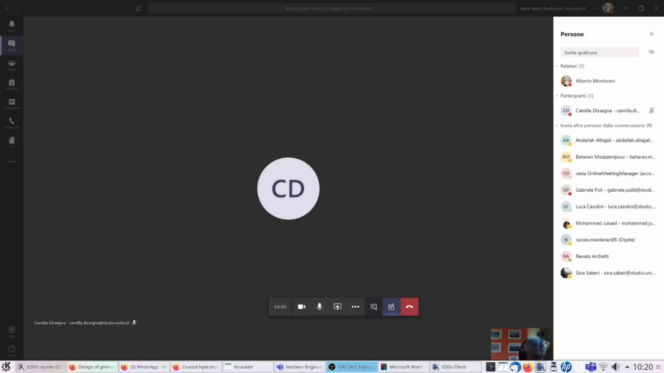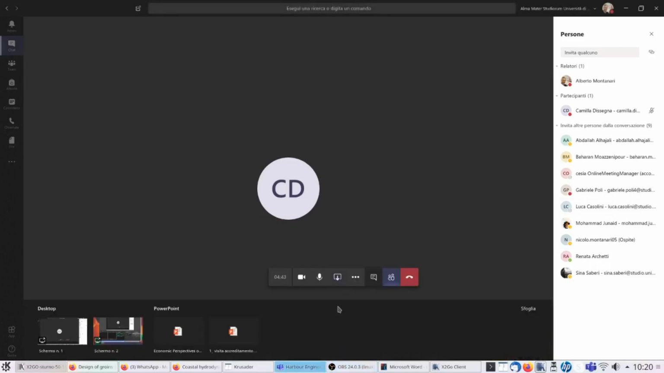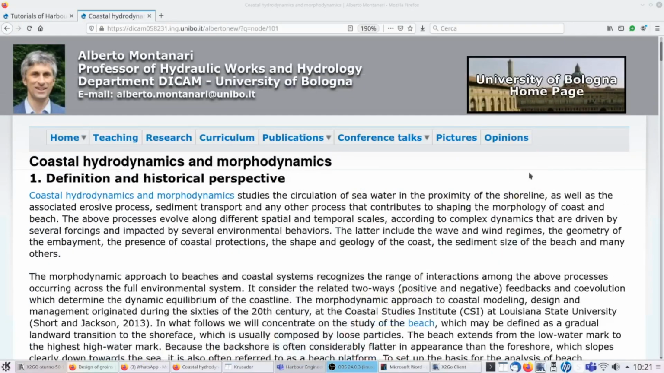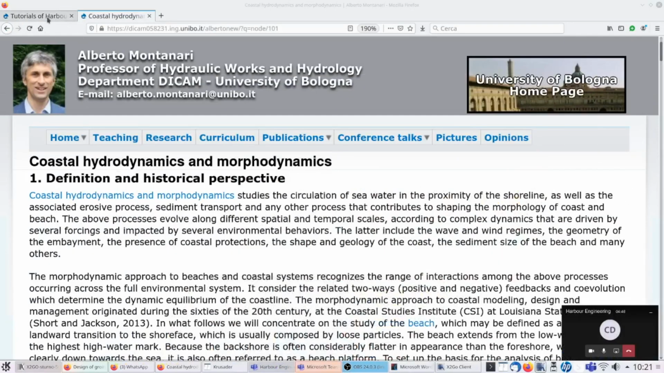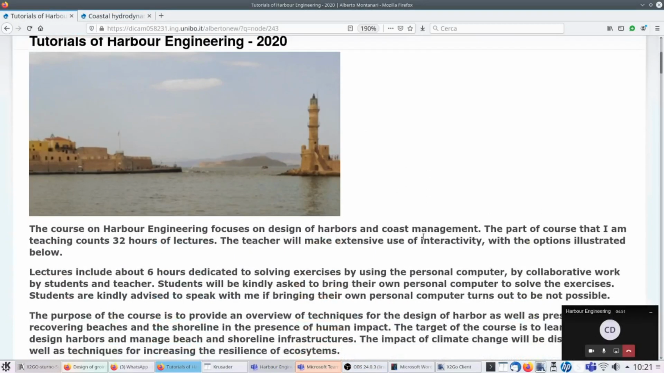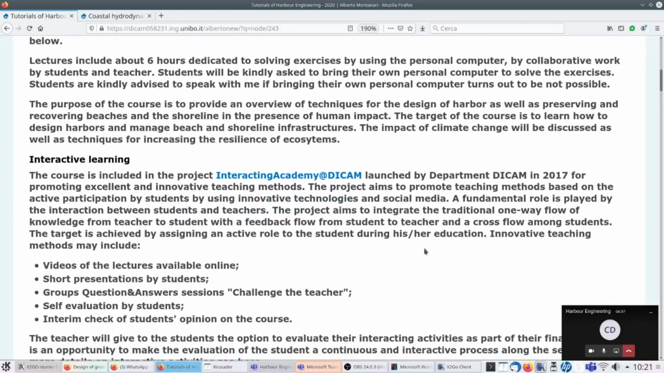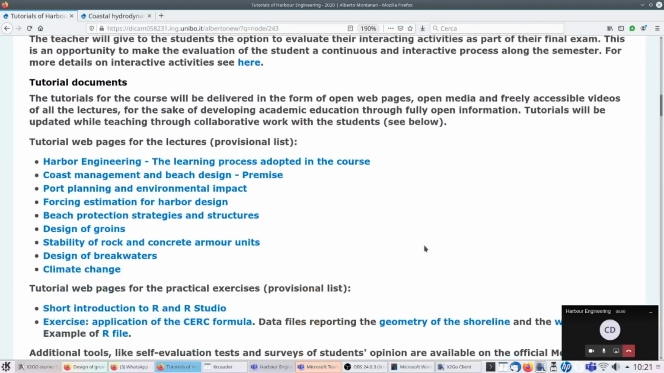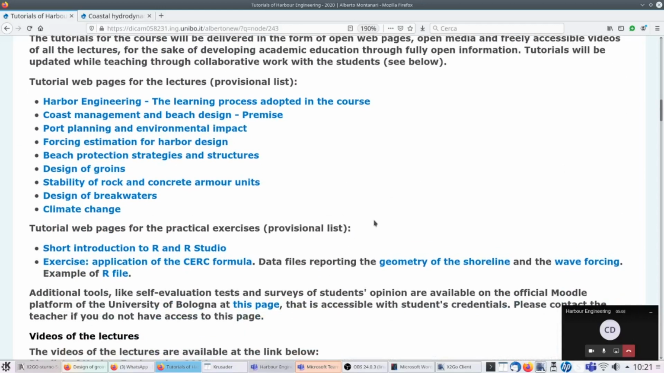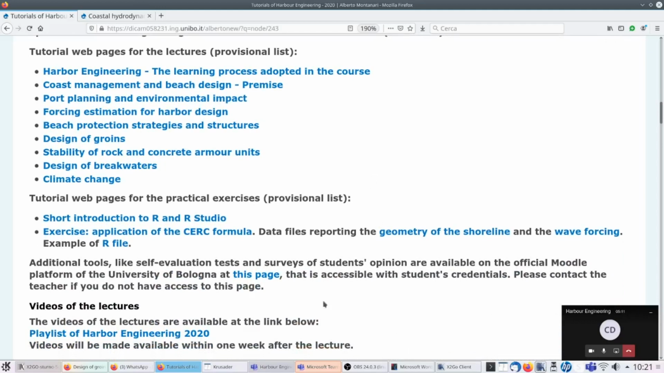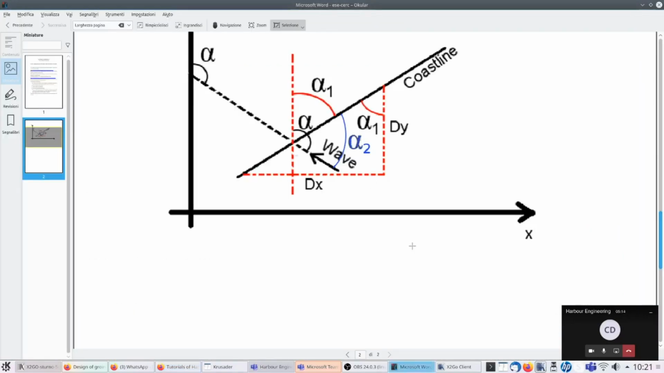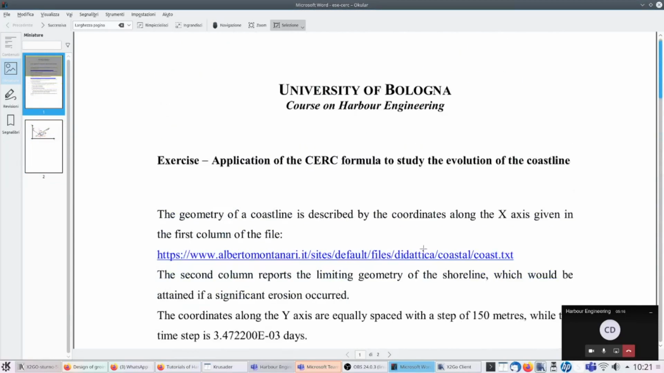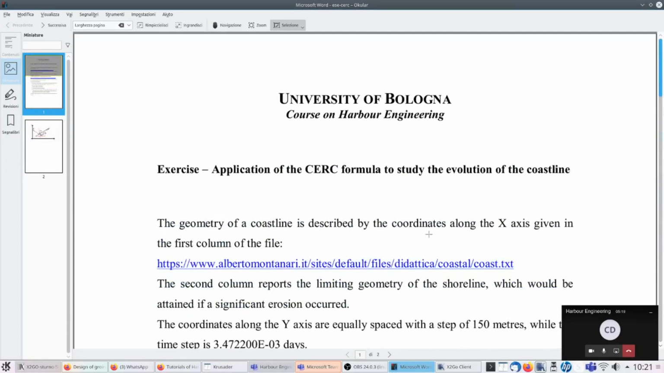Let me share my screen. So it's here. Just 1 second, I wait for you to see my screen. Okay, here it is. As you may remember, last time we started the exercise with RStudio, and the exercise is an application of the CERC formula. I think I still have here the text of the exercise, which you can download from my website.